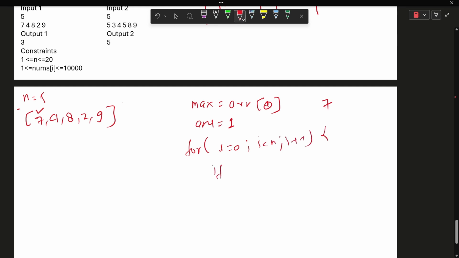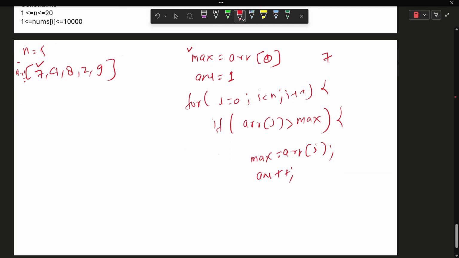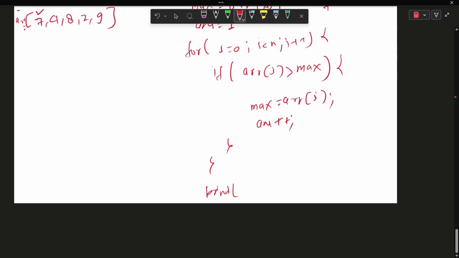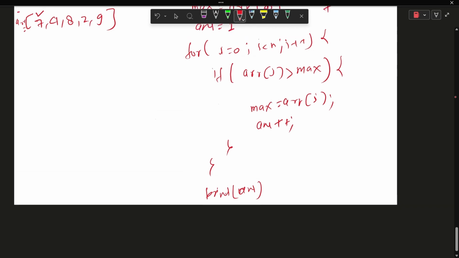Now if ARR of i, let's say this is the array's name, is greater than max, meaning the next number is greater than our max number. Our current max number is 7. If the next array number is greater than the max number, then max is equal to ARR of i, and answer plus plus. If the number is bigger, then we consider it in our answer. Now just print answer. Let's try to run it.